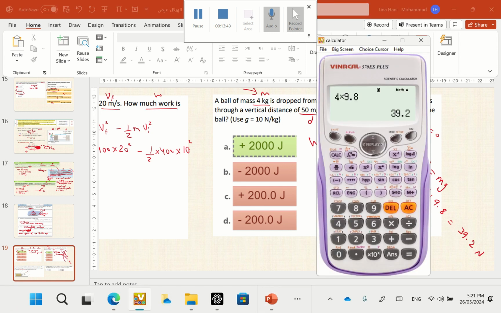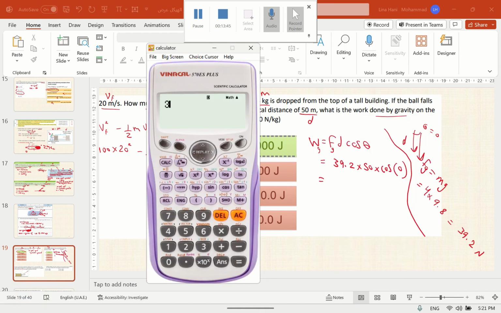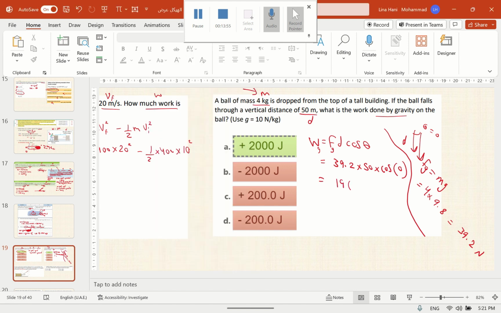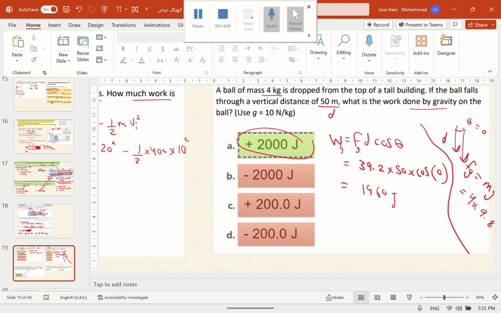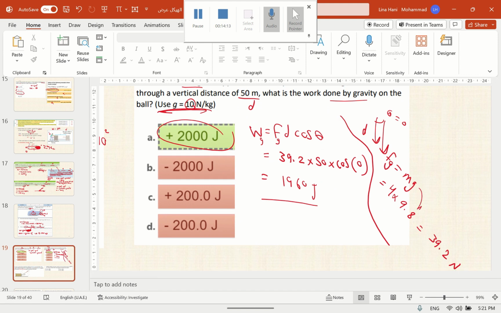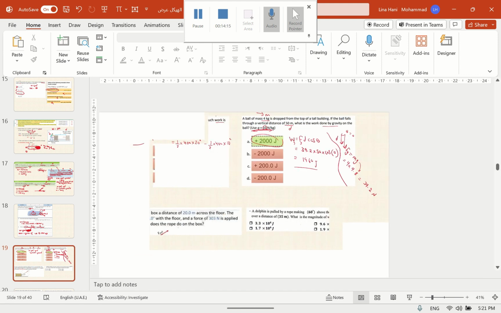And then I use a calculator again. 39.2 times 50 times cosine 0 equals 1960. Well, the closest answer is this one. 1960 is very close to 2000. I think the difference is just because the question said to assume g is 10, whereas we substituted g as 9.8. It doesn't matter, so very close.